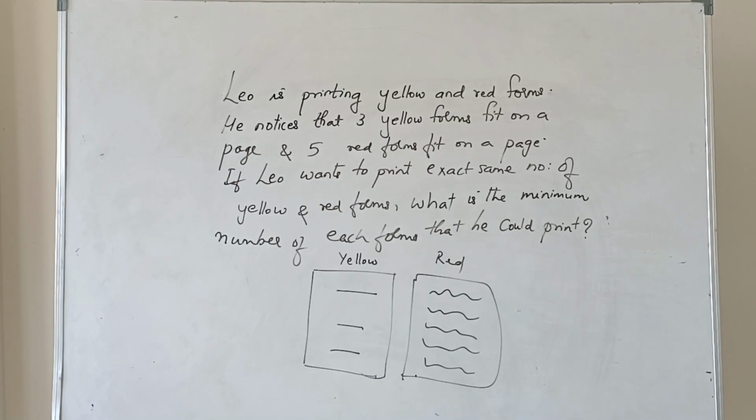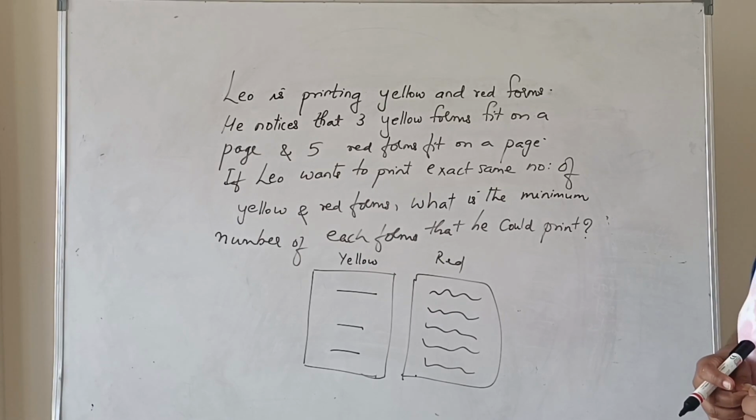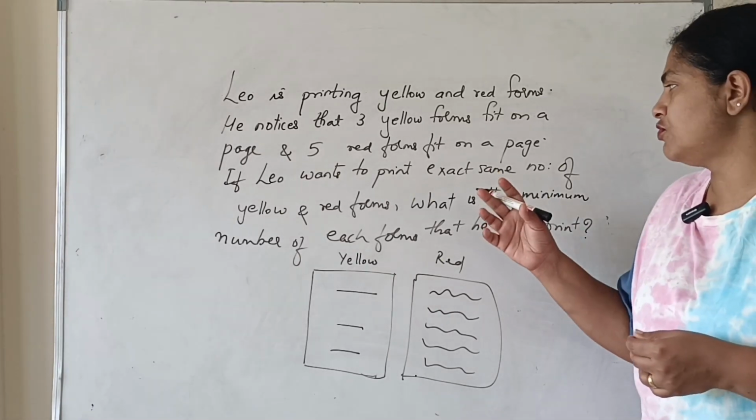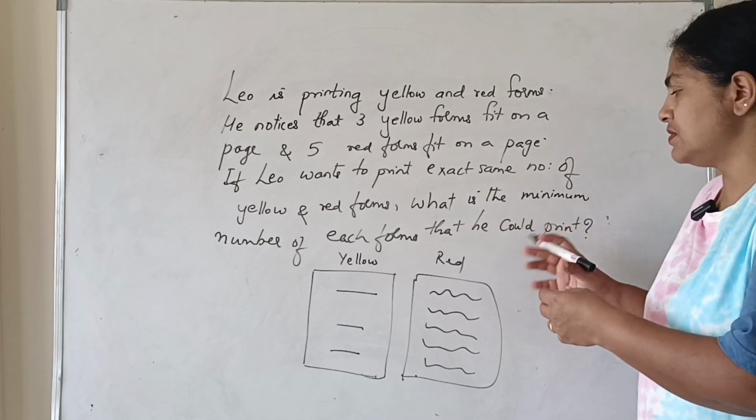Leo is printing yellow and red forms. He notices that 3 yellow forms fit on a page and 5 red forms fit on a page. If Leo wants to print the exact same number of yellow and red forms, what is the minimum number of each forms that he could print?